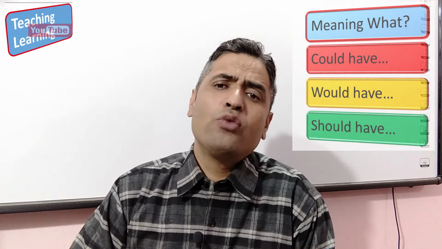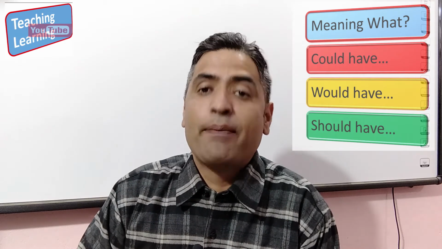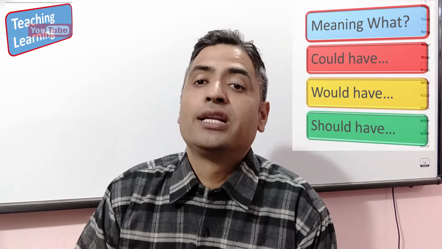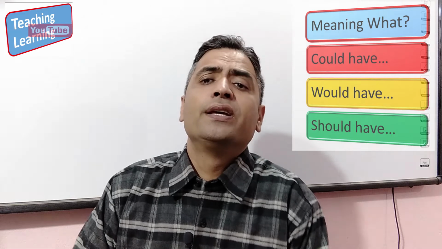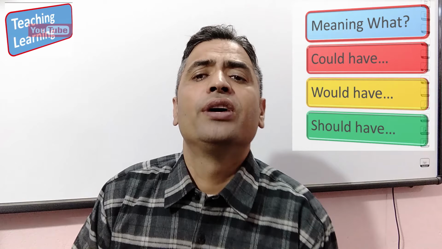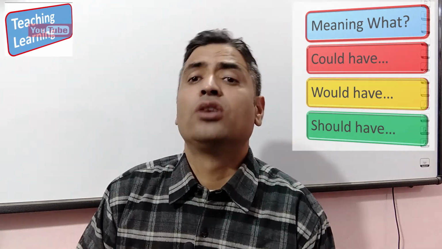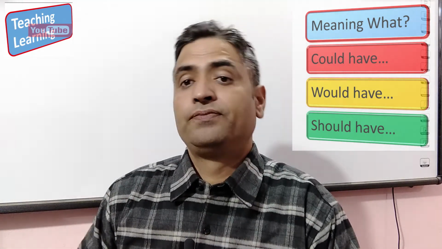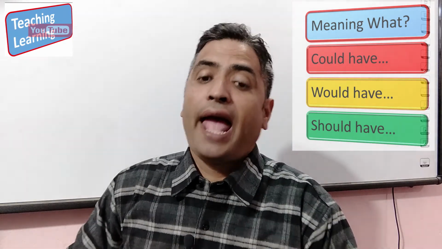Now let me summarize. Would have is mainly used for a past unreal action that did not happen. If that had happened, another consequence would have happened. I would have gone to the bazaar if you came in time. You didn't come in time, so I didn't go to the bazaar. It means this is an unreal past conditional action.